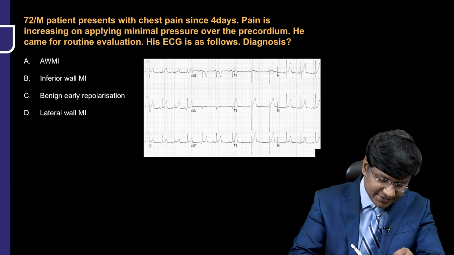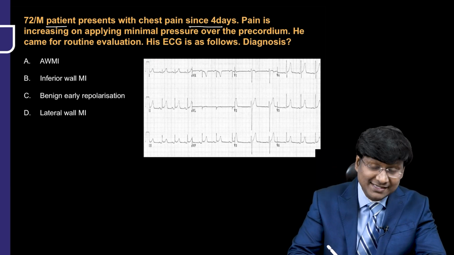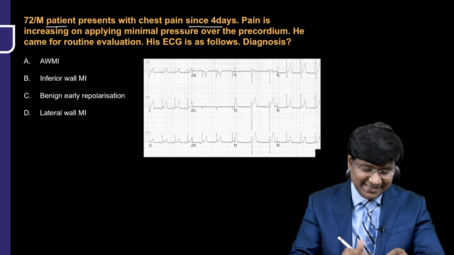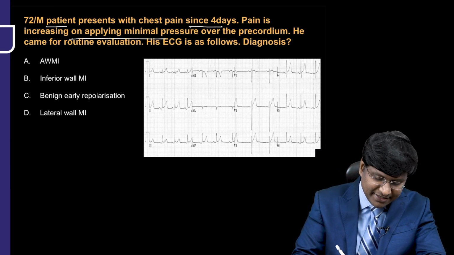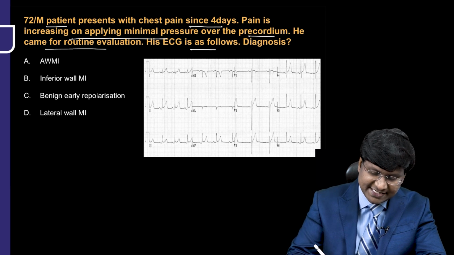The clinical scenario is a 72-year-old male patient presenting with chest pain since 4 days. The pain is increasing on applying minimal pressure over the precordium. He came for routine evaluation. His ECG is as follows.